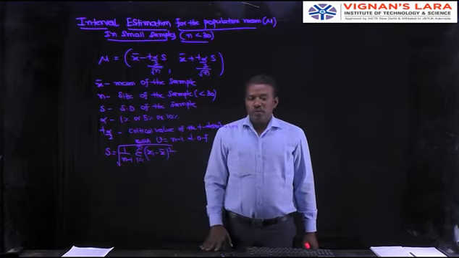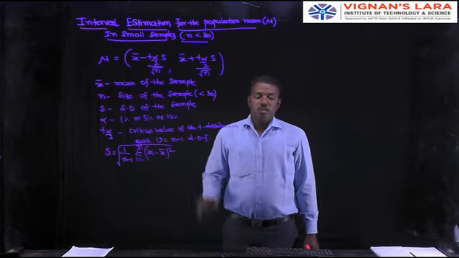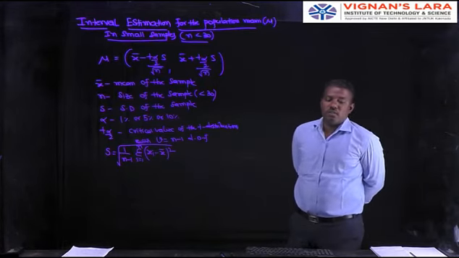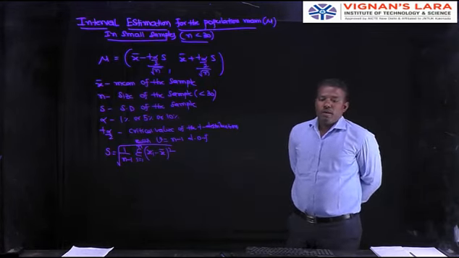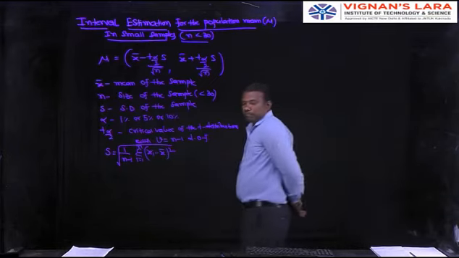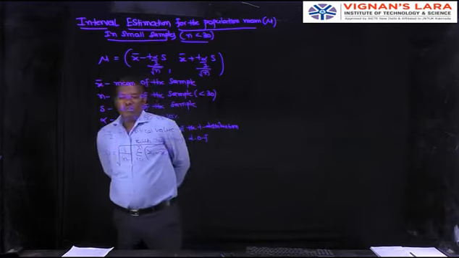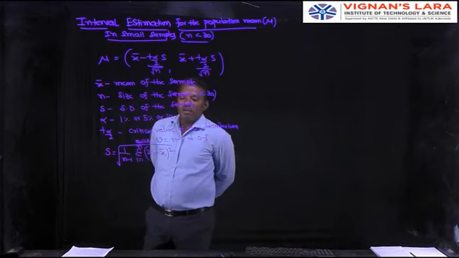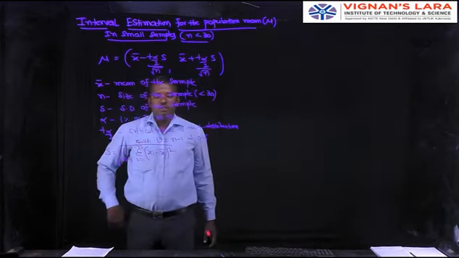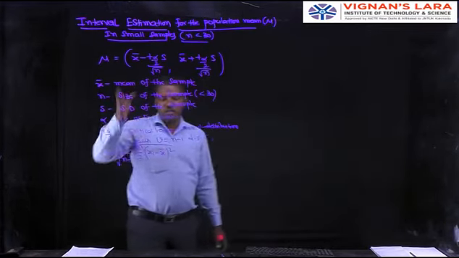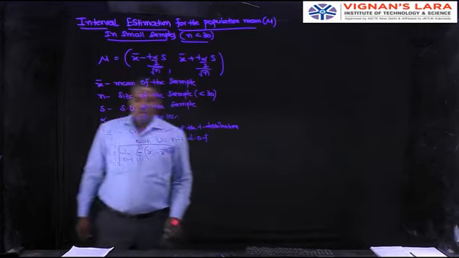T alpha by 2 values are obtained from the T distribution, but Z alpha by 2 values are fixed, that is 2.575 with 99% confidence, 1.96 with 95% confidence, 1.645 with 90% confidence. But here we get the value of T alpha by 2 from the T distribution table corresponding to n minus 1 degrees of freedom, and the value of S is root over 1 by n minus 1 sigma i equal to 1 to n, xi minus x bar whole square. And what about x bar? X bar is the summation of all the elements divided by n.